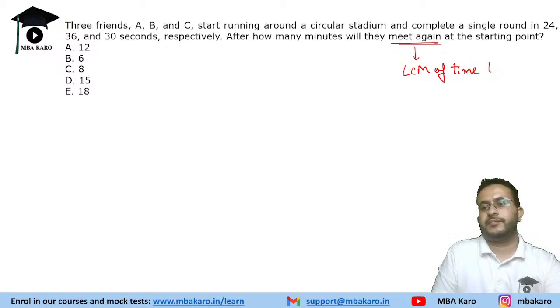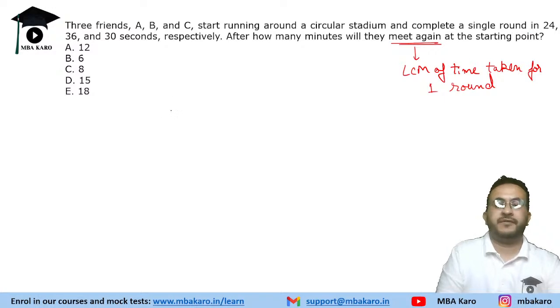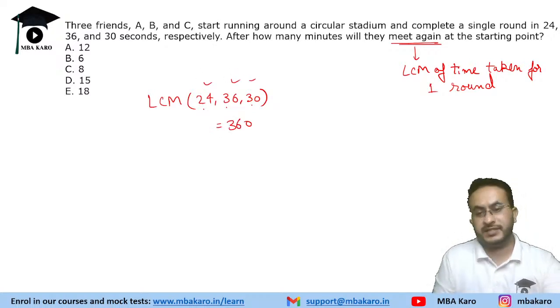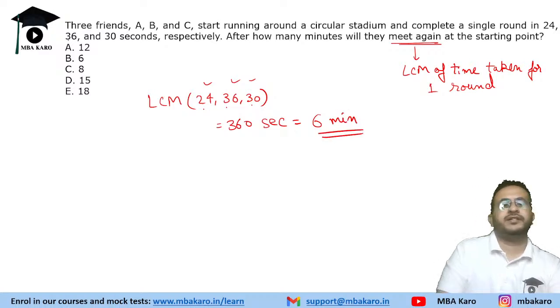So in this case, whenever they meet again, that is the LCM of the time taken to complete one cycle or one round. So they will meet after the LCM of 24, 36 and 30. What is the LCM? 5 times 180. Is it divisible by all? No. If you take 360, it is divisible by all. So the LCM is 360, and they will meet after 360 seconds, which is equal to 6 minutes.